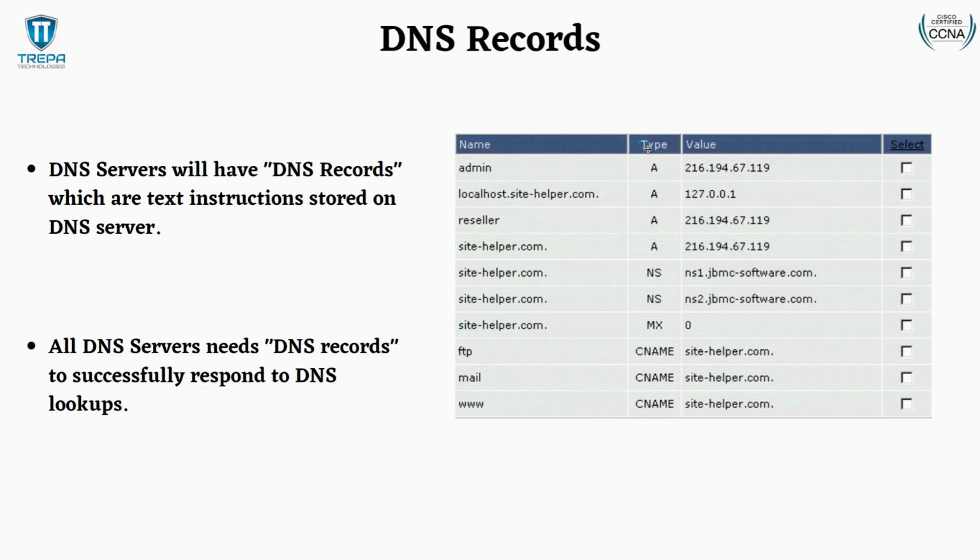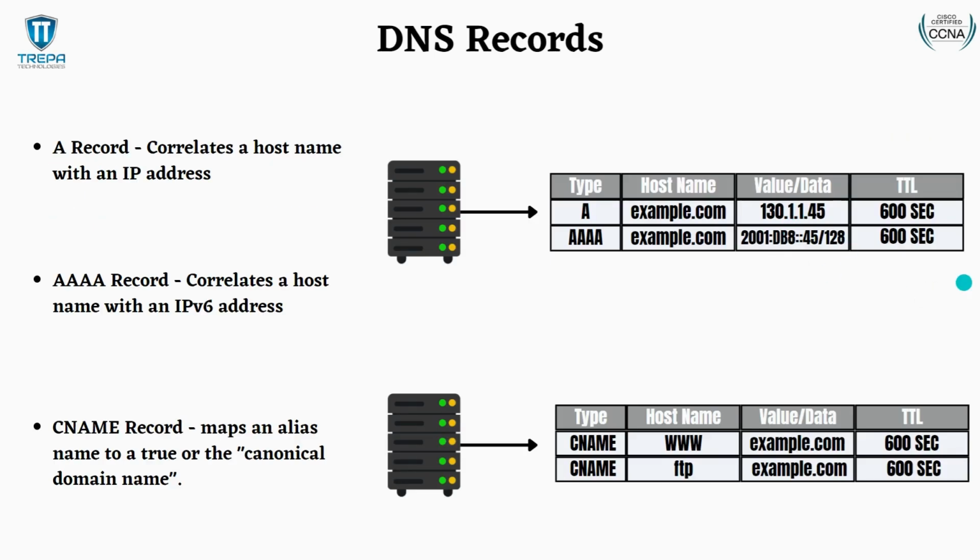So DNS servers are all going to have what we call DNS records, which are essentially text instructions stored on the DNS server to fulfill requests. So these DNS records are needed to successfully respond to DNS lookups from users or from other lower level DNS servers reaching out to you. So the first record we're going to go over is an A record.